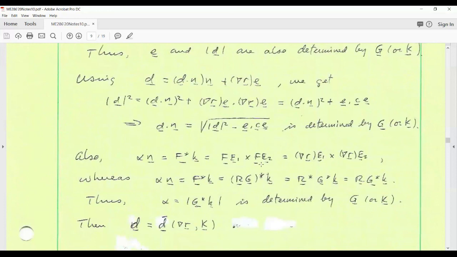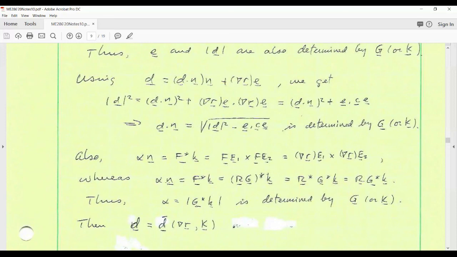Okay. And on the other hand, from Nanson, Piola and Nanson is just this. From the properties of the cofactor, that's the same as FE1 cross FE2. FE1 is simply grad R E1 because it kills the D term. D tensor product K on E1 is 0. You just get grad R E1 cross grad R E2. So alpha n is controlled entirely by grad R, which we don't know yet.